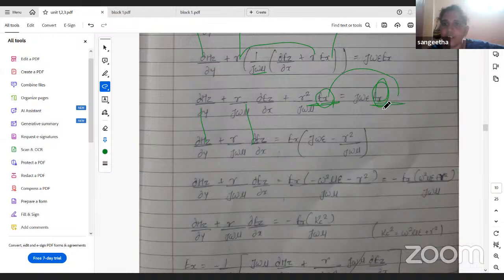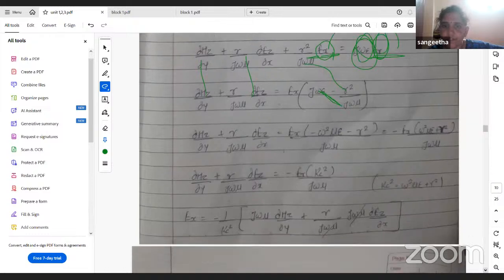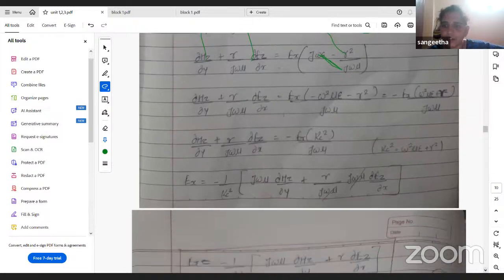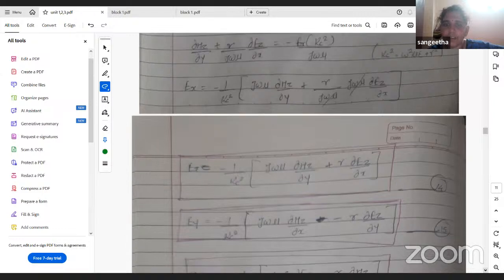Here we have Ex, so make Ex common. The term is j omega epsilon plus gamma square by j omega mu, which on the RHS side becomes minus. These two terms take the LCM. After simplification, in the final step, what is the final equation? The final equation is Ex equals minus 1 by kc square times j omega mu, and so on. This is what I am getting.